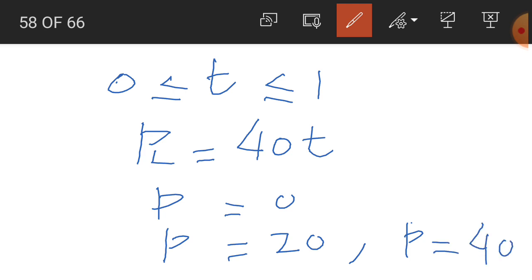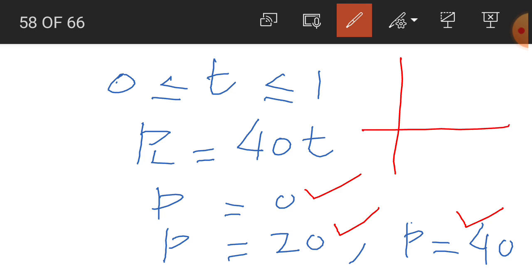So you have the power at time t equal to 0, which is 0. You have got the power at time t equal to 0.5, which is 20, and you have got power at time t equal to 1, which is 40. You can sketch these 3 points in region number 1. You will get a straight line passing through the origin.